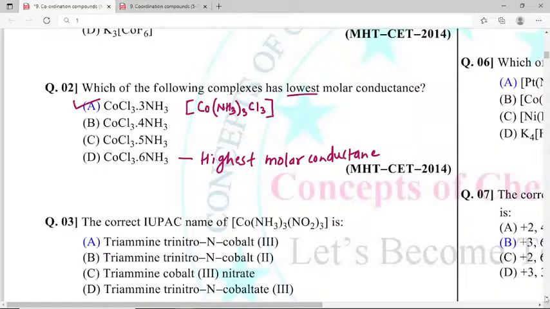Because the type of the complex is Co(NH3)6 and outside the coordination sphere there is Cl3. So option D is the highest molar conductance and option A is the lowest molar conductance. Okay, get it?